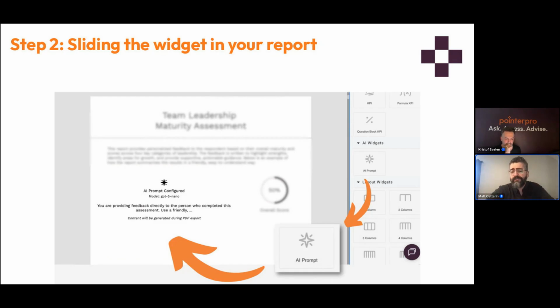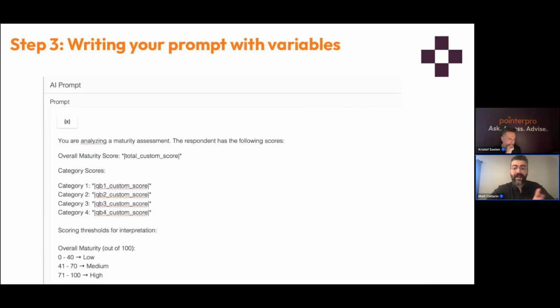Within our AI widget, you're able to include variables, as I mentioned previously, which allows ChatGPT to provide really, really highly specific feedback relating to the respondent. We're going to talk a little bit more about variables on this next slide, which is actually step 3, writing your prompt.